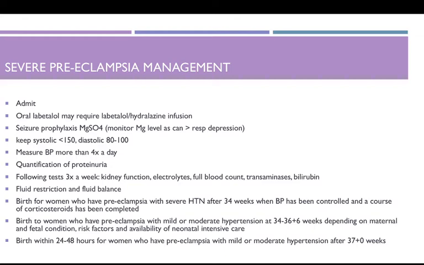So if a woman has preeclampsia with mild or moderate hypertension between 34 to 36 weeks, your decision to induce labour or to carry out a C-section would depend on maternal and fetal condition, any risk factors, and if there's neonatal intensive care available. And if a woman has presented after 37 weeks, because 37 to 42 weeks is considered term, if they presented with preeclampsia, be it with mild or moderate hypertension or severe hypertension, whatever the case is, you are aiming for birth to happen within 24 to 48 hours, because after 37 weeks, there's not a risk of prematurity to the fetus. So at that point, you just want to induce labour or carry out a C-section as soon as possible.